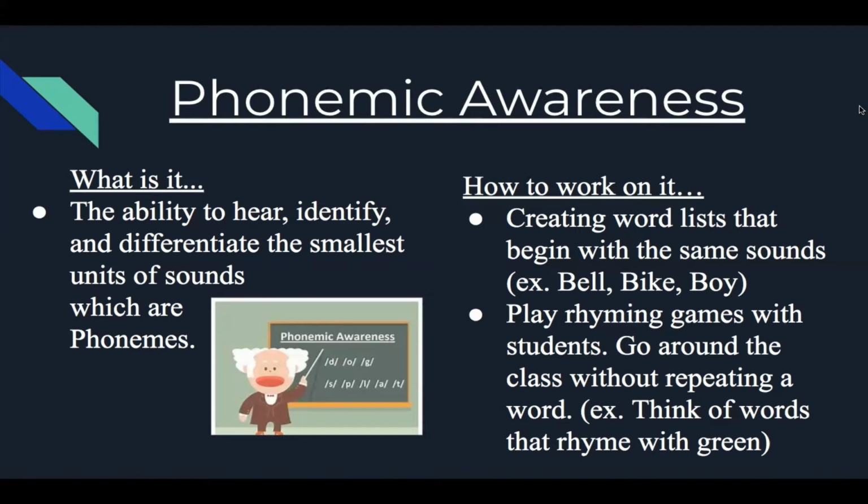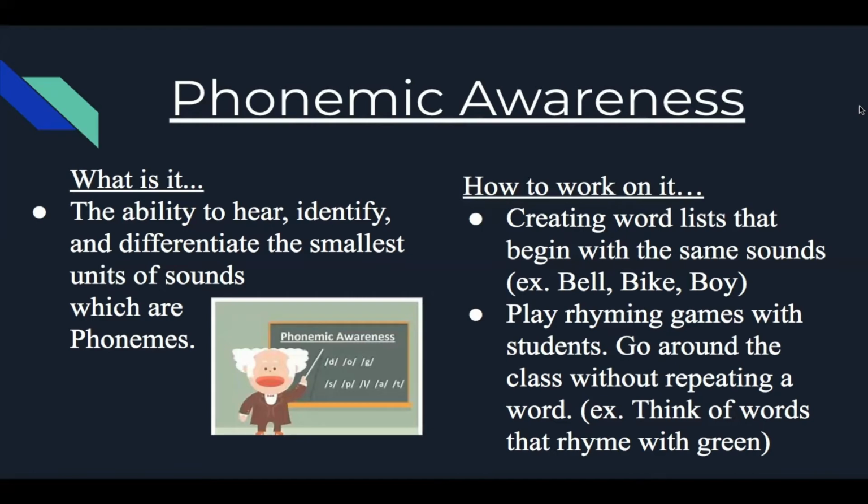A great way to work on this is creating word lists with words that all start with the same sound, such as bike, boy, or bell. This can easily be done in the music classroom by having students listen to a song and identify the words that start with the same sounds. The same thing can happen with rhyming games.